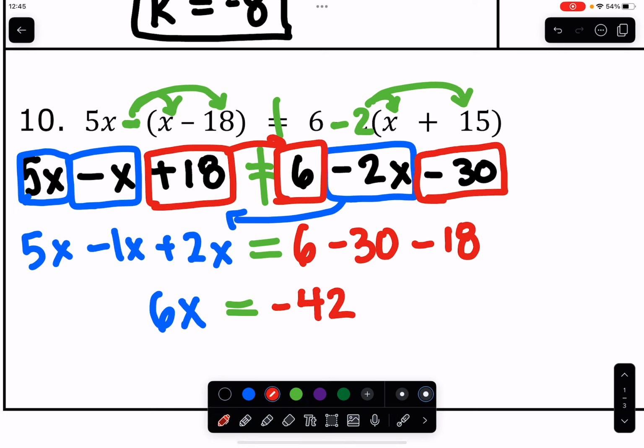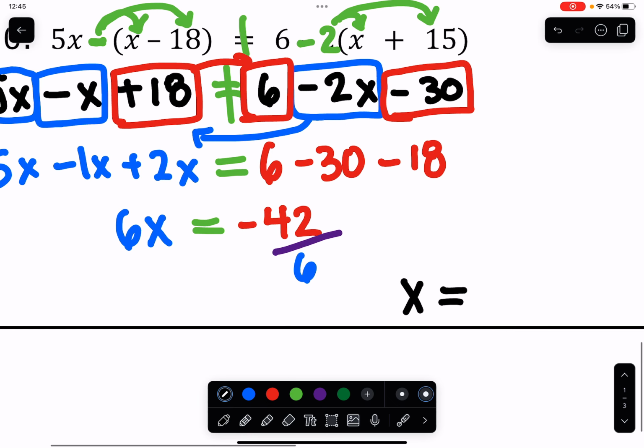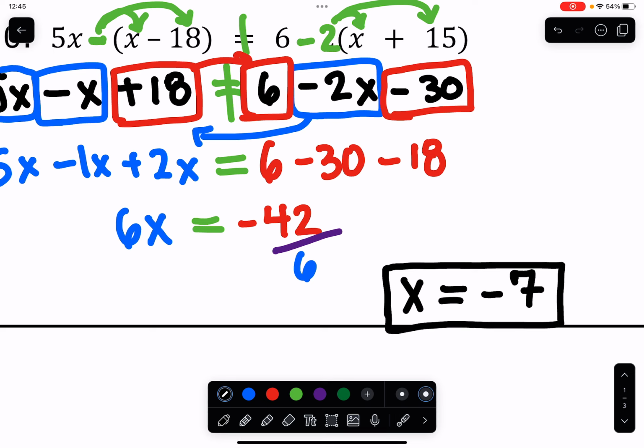So negative 42 in red. That negative 42 in red is divided by that positive 6 in blue, and we get our solution. So I'll write it here on the side. X equals negative 8. I'm sorry, negative 7. Negative 42 divided by 6 is negative 7, not negative 8. Negative 7. And there you go. So there's your review on how to solve linear equations.